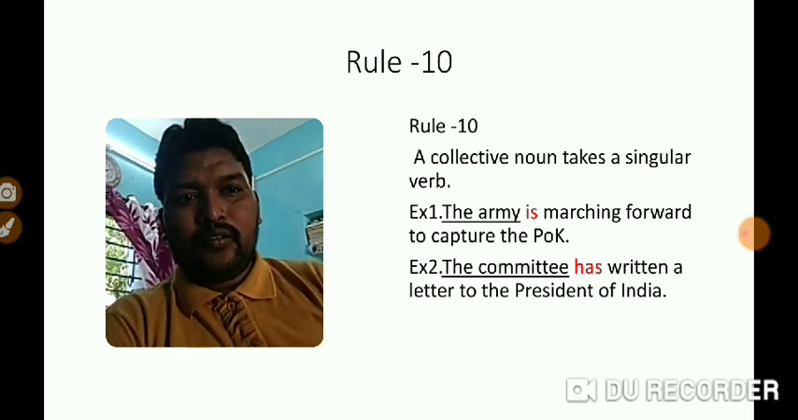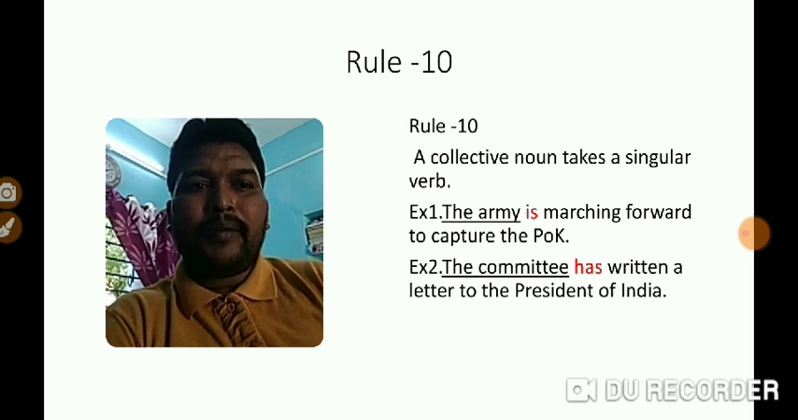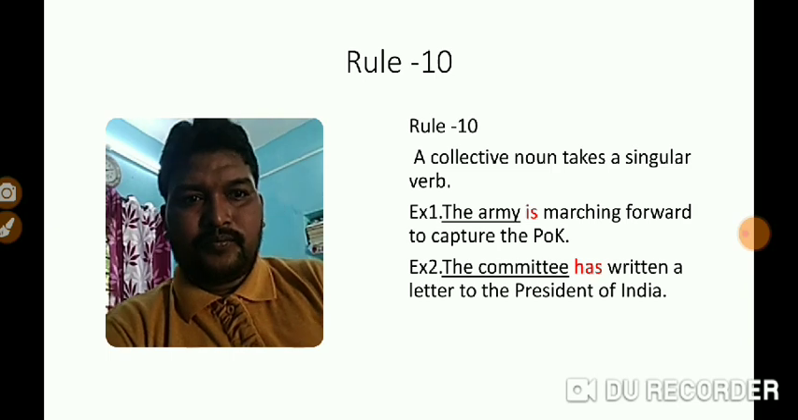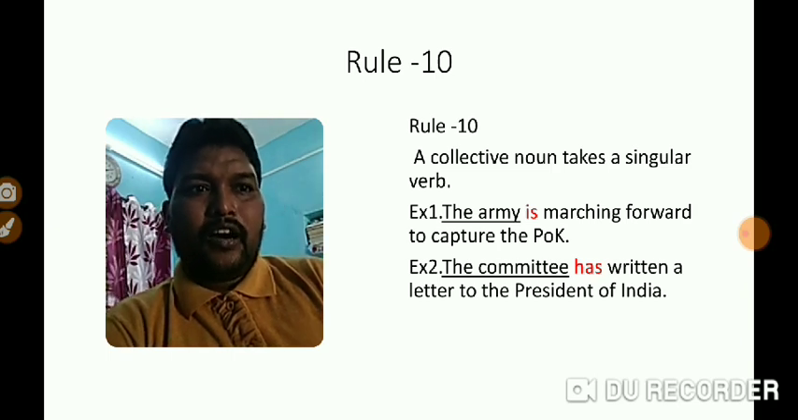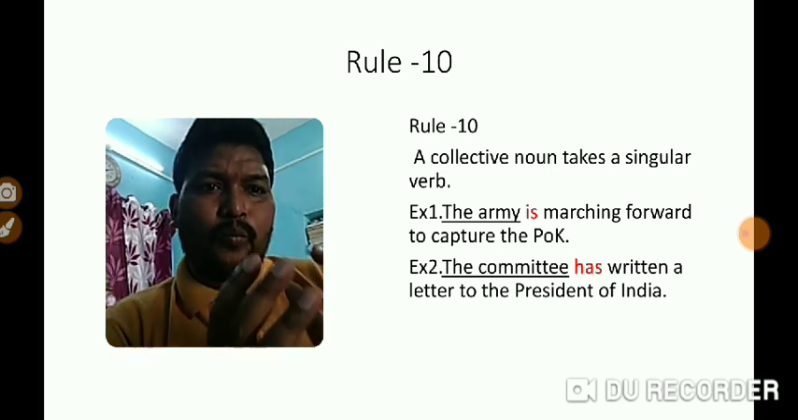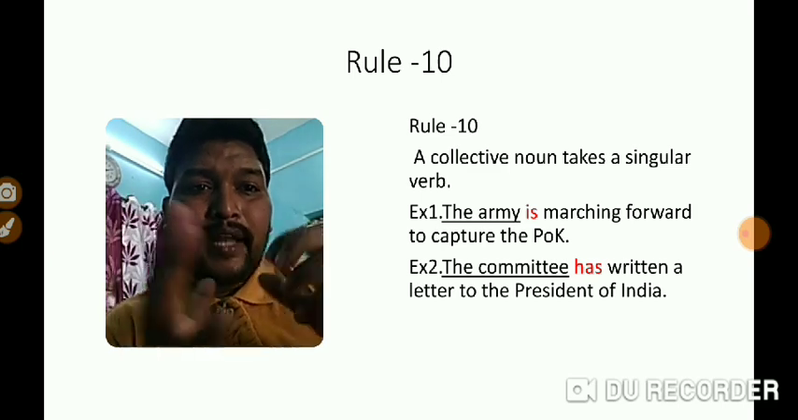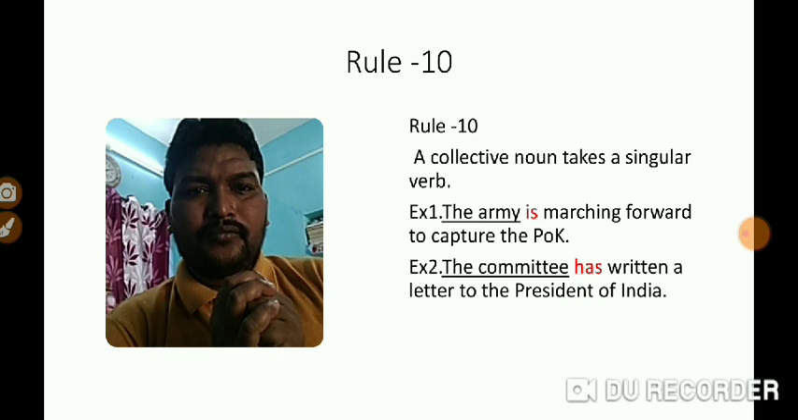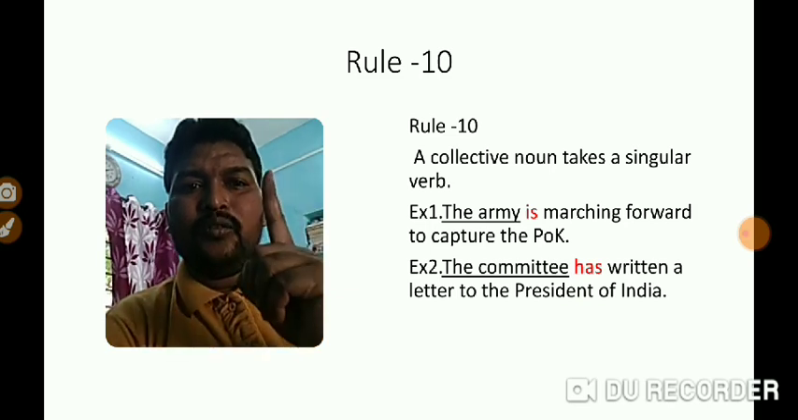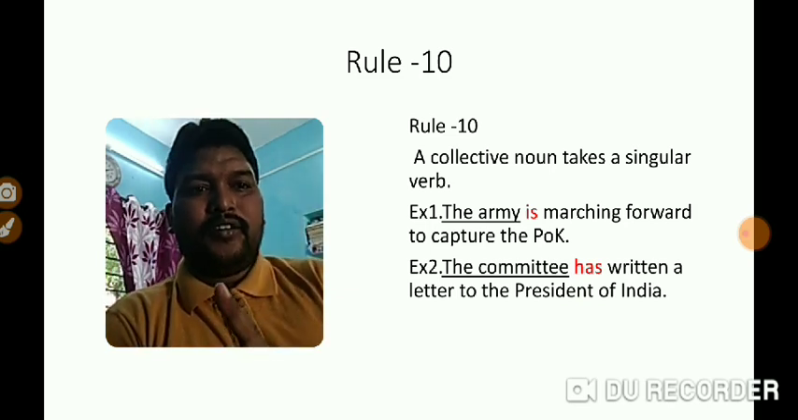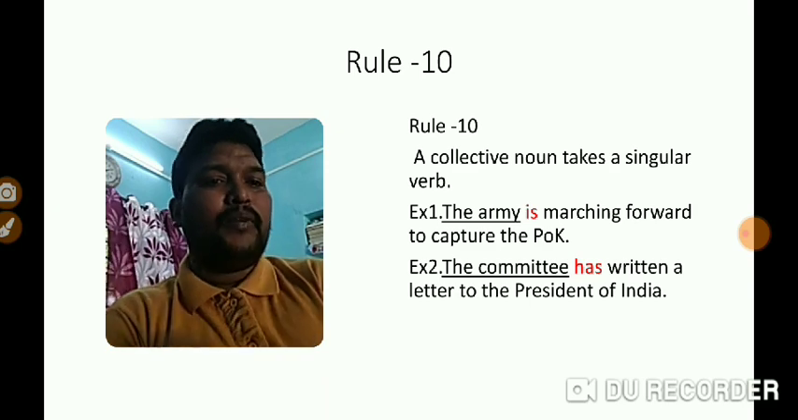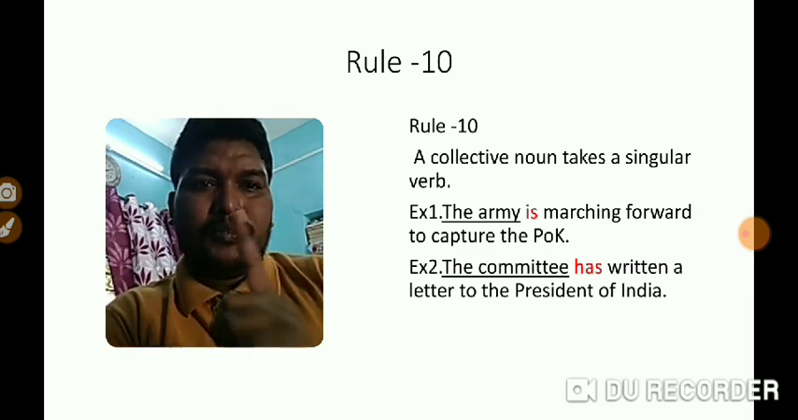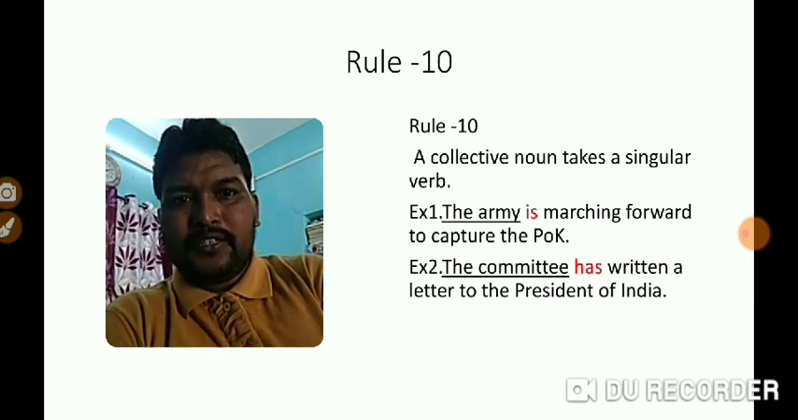Like army. What do you understand by the army? The army refers to a group of soldiers. Yes or no? They work unitedly. They work as a single unit. They work as a singular subject. So whenever you find a collective noun, make sure that you go with the singular verb. I hope it's clear to you now.